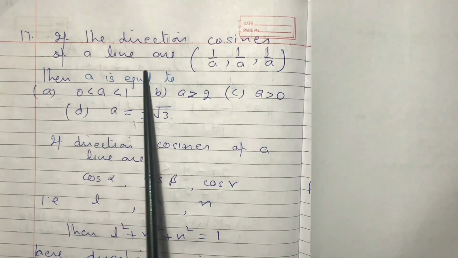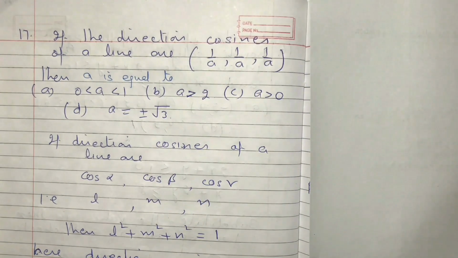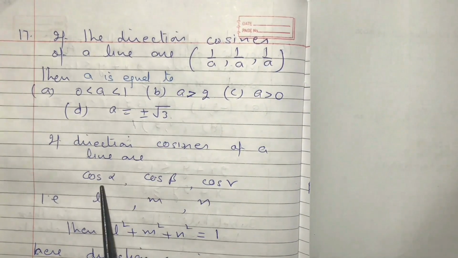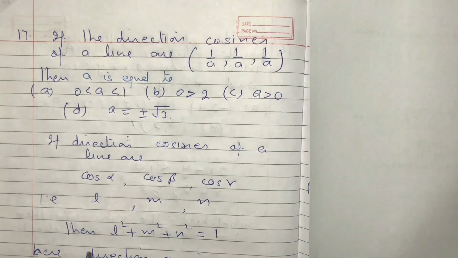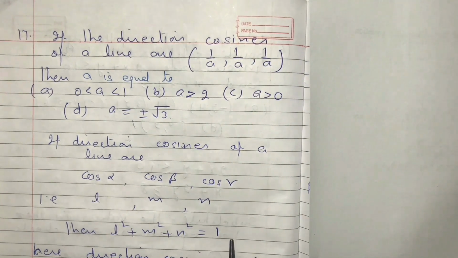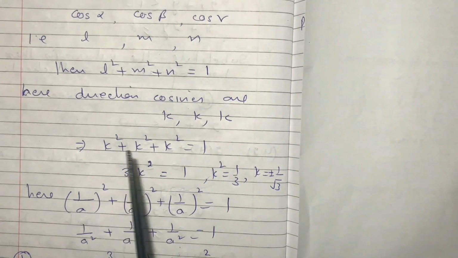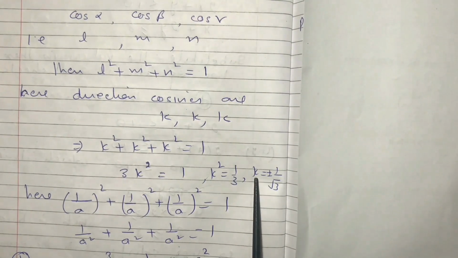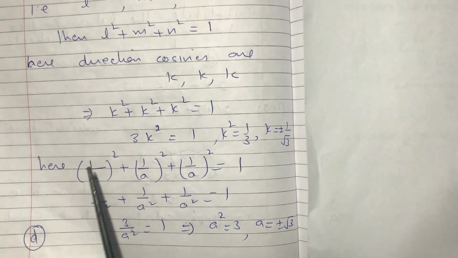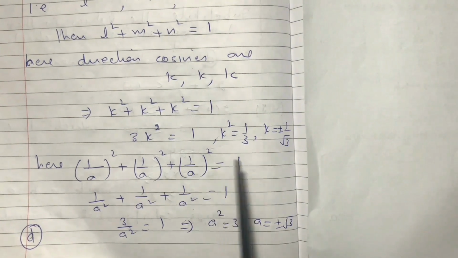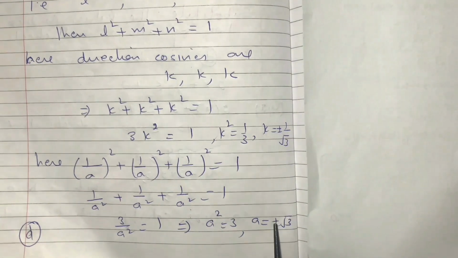Now 17th question is, if direction cosines of a line are 1/a, 1/a, 1/a, then a is equal to, there are 4 options. Now look here, if direction cosines of a line are cos alpha, cos beta, cos gamma, it means if direction cosines are L, M and N, we know L² + M² + N² is equal to 1. So if direction cosines are k, k, k, then k² + k² + k² is 1, then value of k will come out to be ±1/√3. तो ये मैंने समझाने के लिए लिखा है। So in this question 1/a² + 1/a² + 1/a² is 1. So value of a will come out to be ±√3.